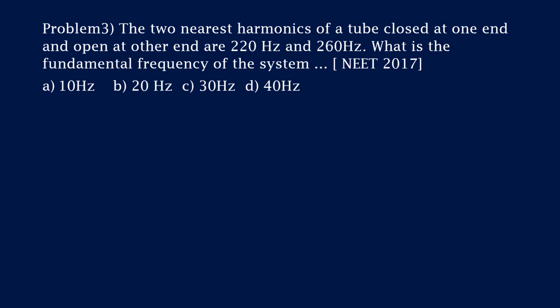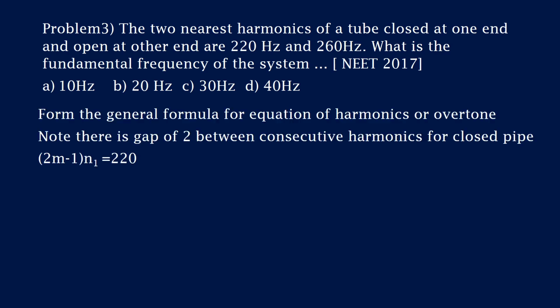This question is from the NEET 2017 question paper. Here, they have asked to calculate the fundamental frequency of the system. The question describes two nearest harmonics of a tube closed at one end and open at the other end as 220 Hz and 260 Hz. From the general formula for harmonics or overtones, note there is a gap of 2 between consecutive harmonics for a closed pipe.